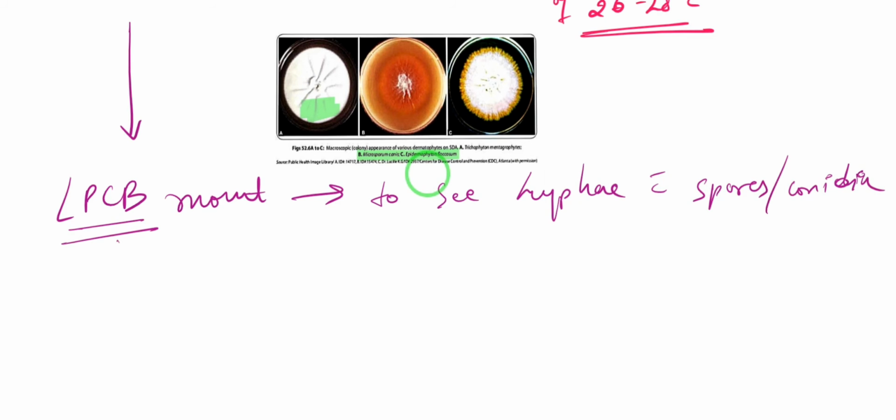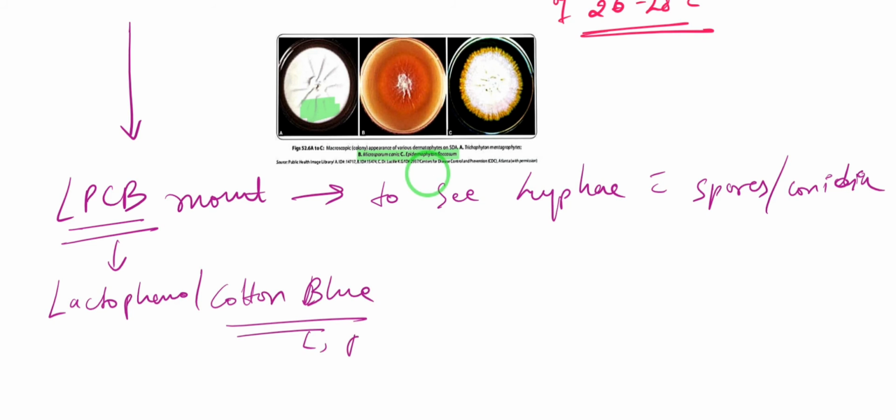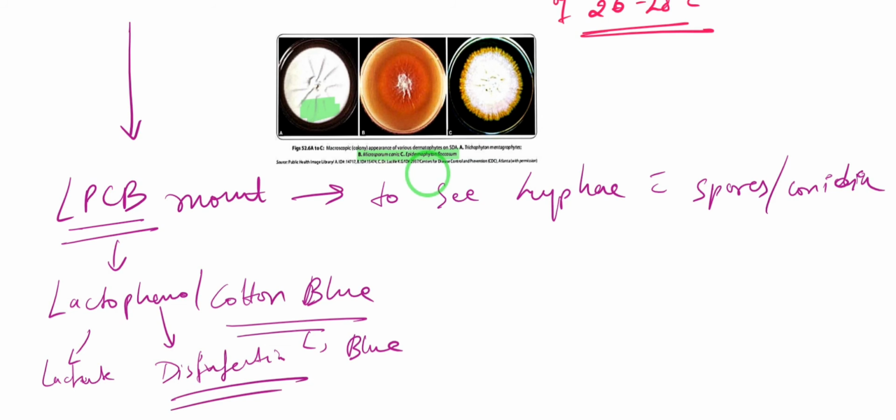So what does LPCB actually stand for? It stands for lactophenol cotton blue mount. The cotton blue is going to stain the fungi blue, lactic acid is going to preserve the fungi, and phenol is for disinfection, right? So we want to do an LPCB mount to see the hyphae and the spores so that we can comment on which genus we are dealing with, whether it is Trichophyton, Microsporum, or Epidermophyton, right? So let's see.